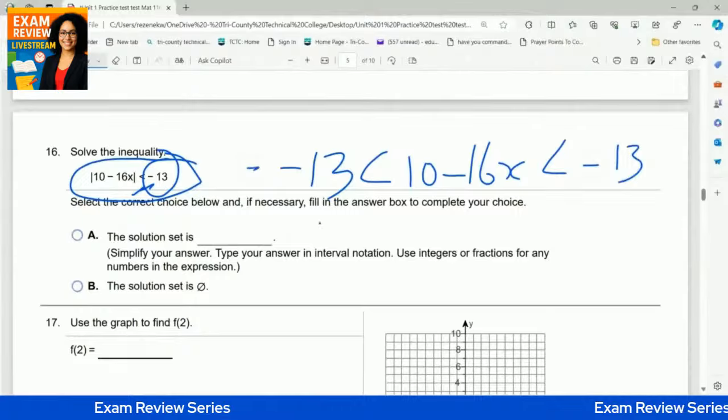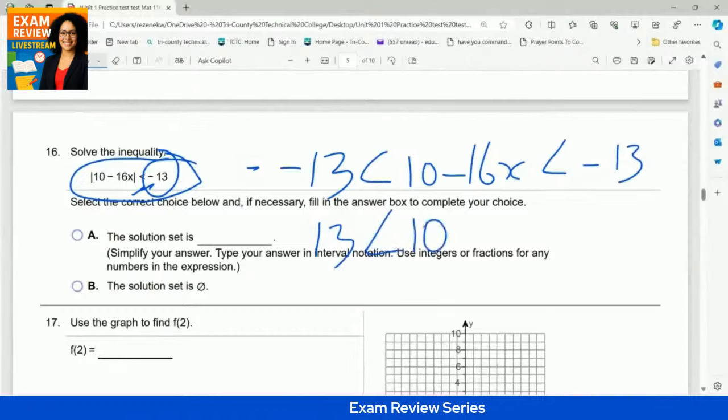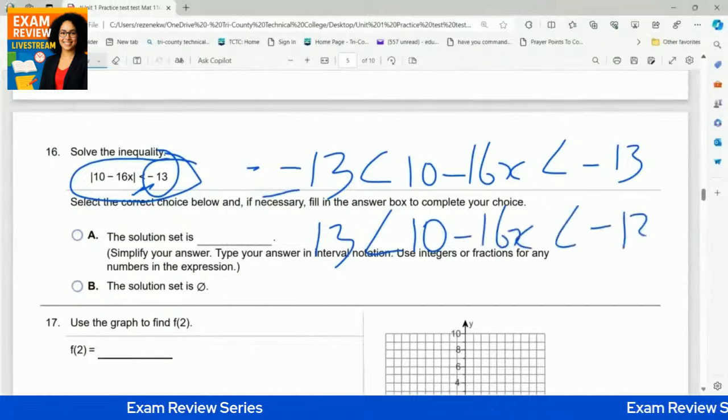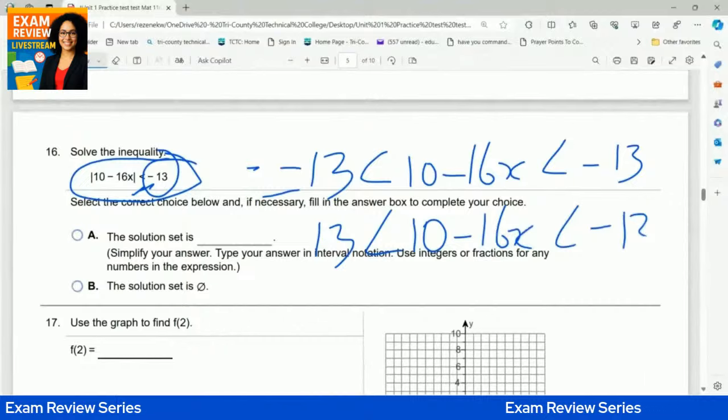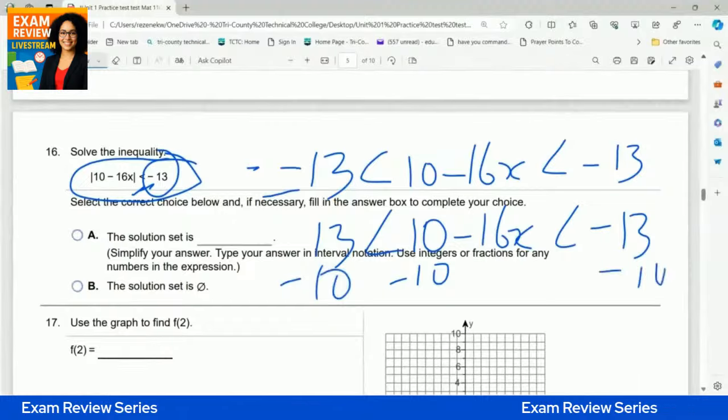Okay, so this is going to be 13 is less than the quantity in the middle. In other words, you change the sign on the other side and put it here. 10 minus 16x is less than the way it is. Then solve. I am going to start solving by saying minus 10 on both sides.